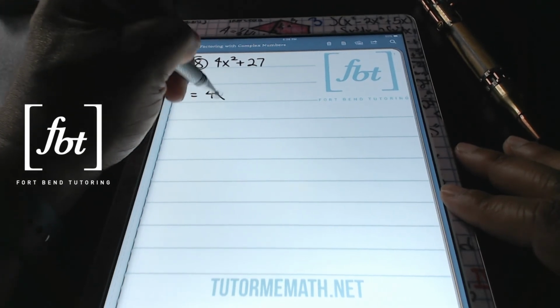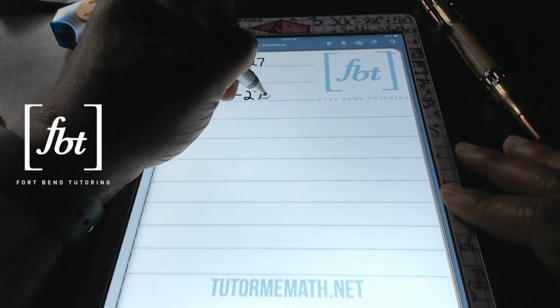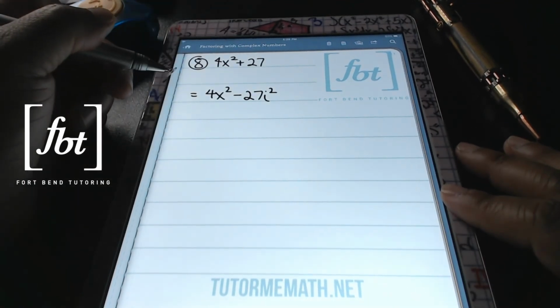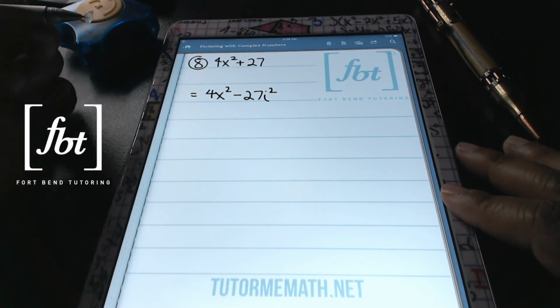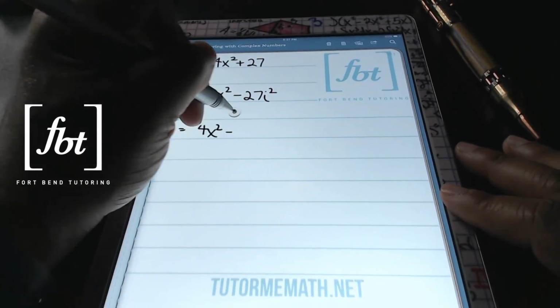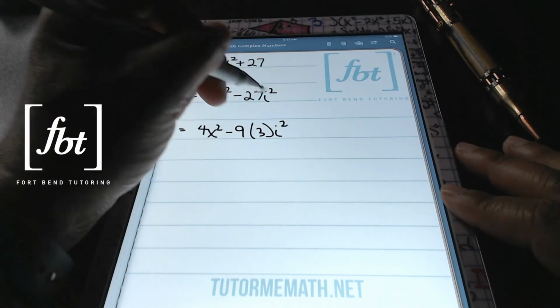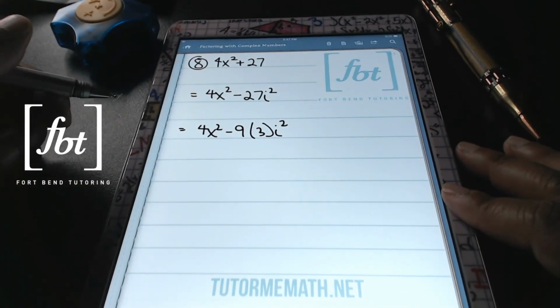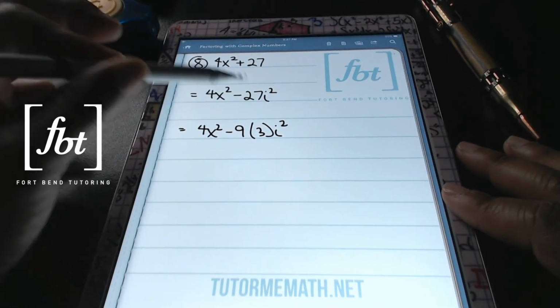And let's go ahead and show that we can rewrite this. So I'm going to start by showing that this is 4x squared minus 27i squared. However, we may need to use some radicals in this. So if I'm going to use a radical in this, I may want to show that I can write this as 4x squared minus 9 times 3i squared. Now, I wrote it this way because I wanted to show you guys how I was going to end up with a radical in this problem.